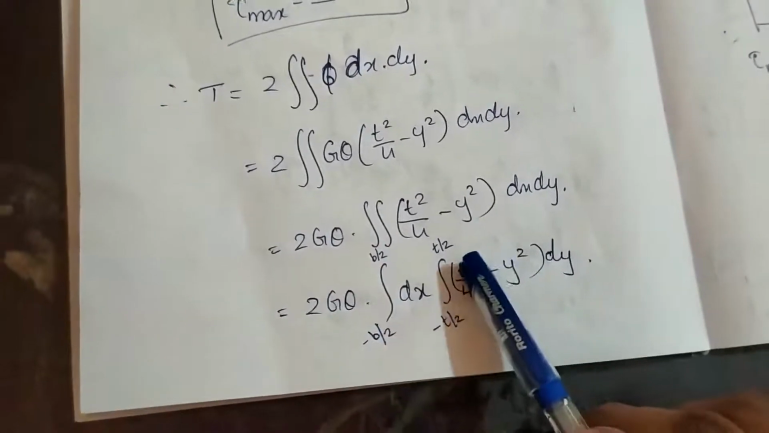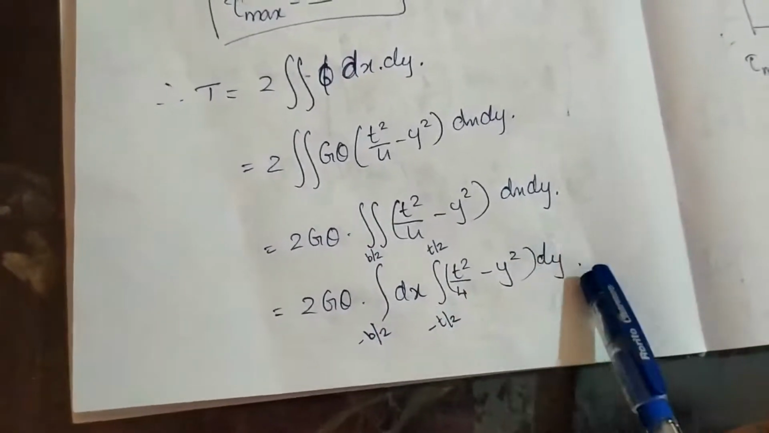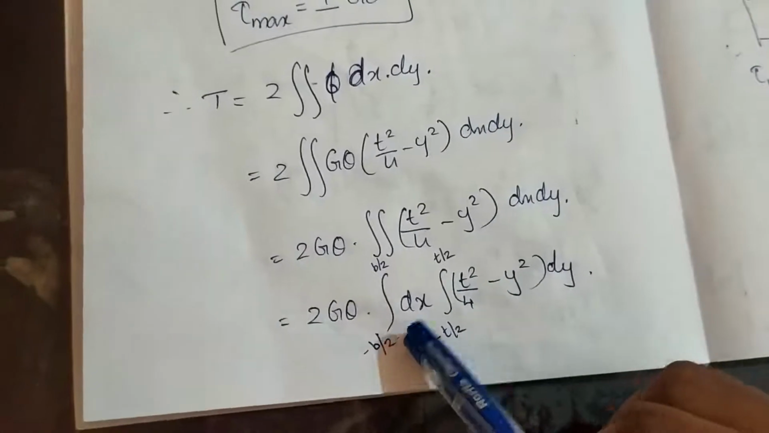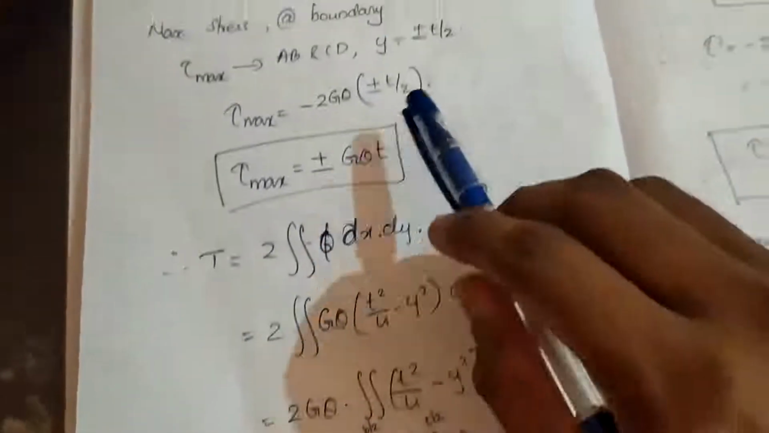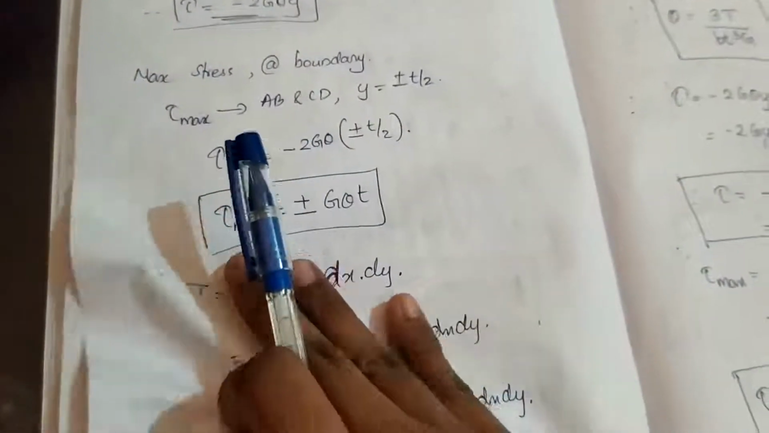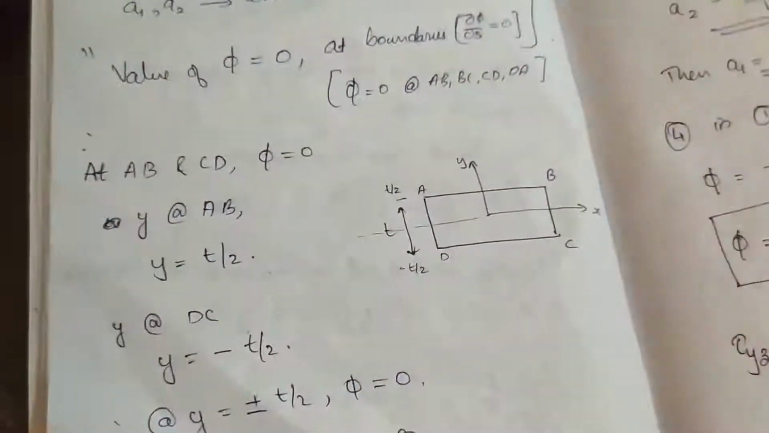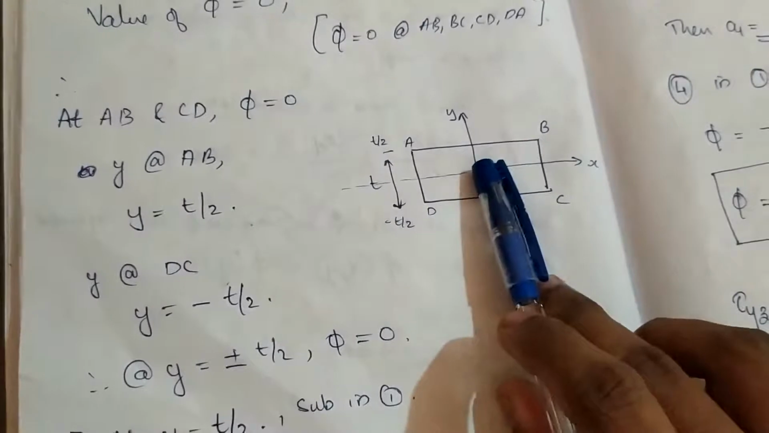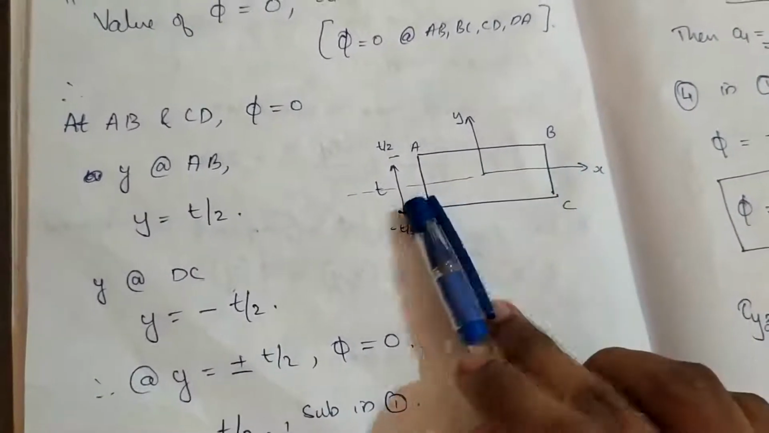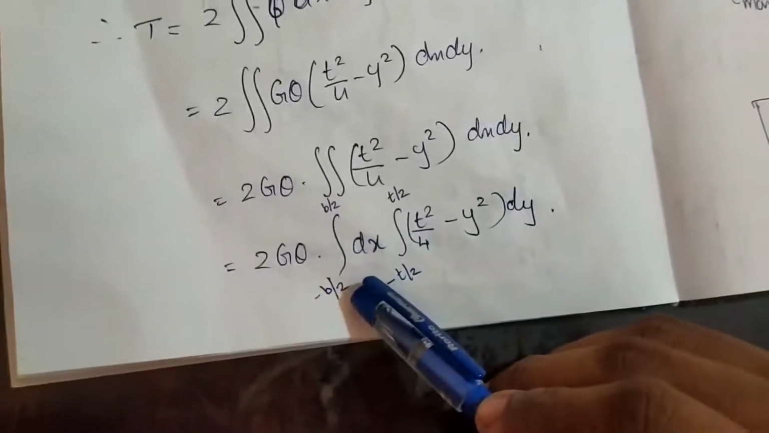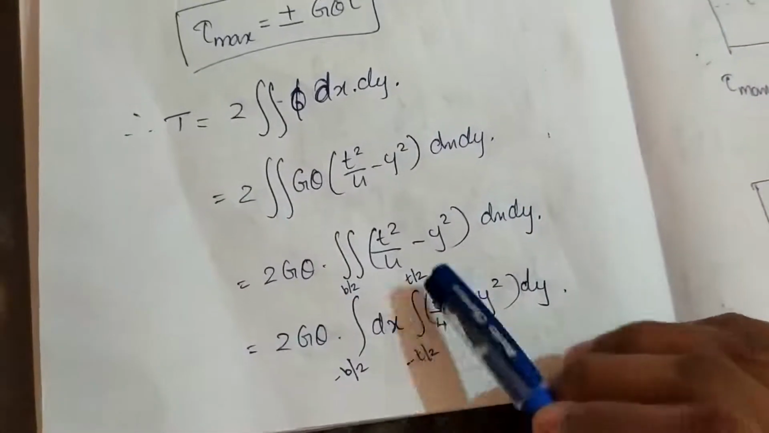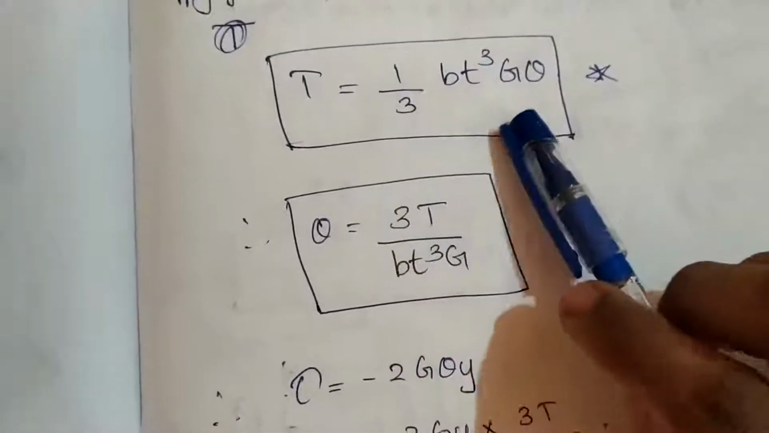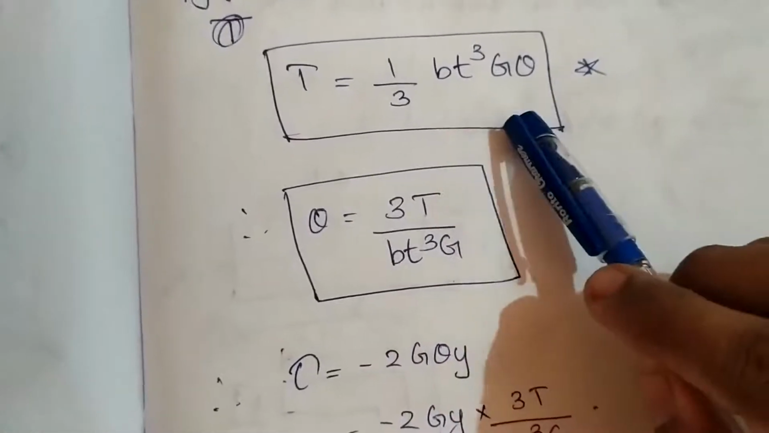So now what we are going to do is integrate it separately: integral dx, and this function with respect to y, applying the limits. This whole distance is b, right? So if this is the center, this will be b by 2 and this will be b by 2. So x is from minus b by 2 to b by 2, and y from minus t by 2 to t by 2. Applying the limits, we will get this equation, which is very important.